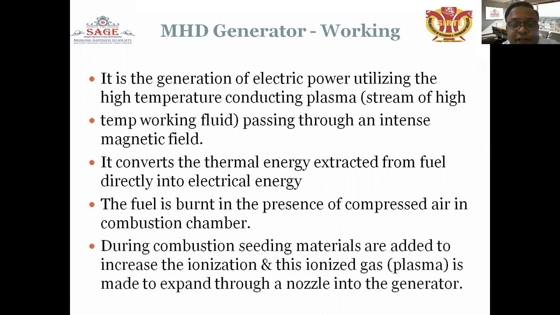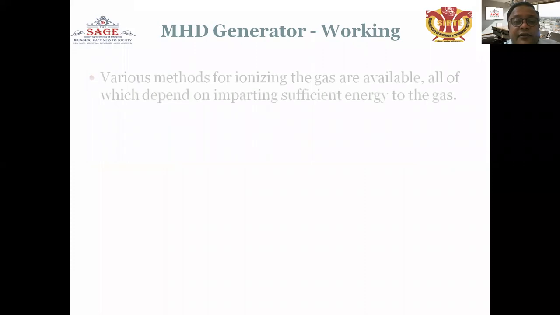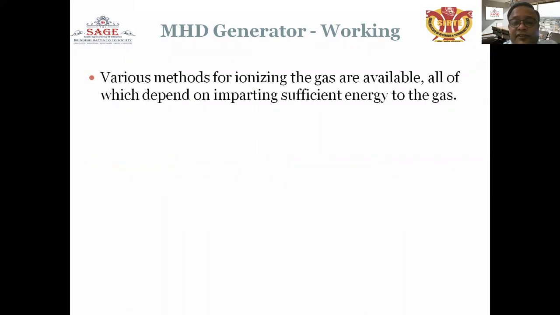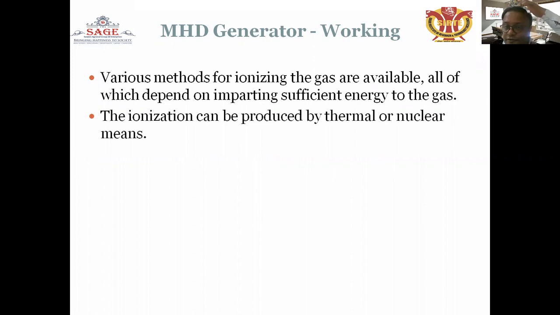During the combustion seeding, materials are added to increase the ionization, and this ionized gas plasma is made to expand through a nozzle into the generator. Various methods for ionizing the gas are available, all of which depend on imparting sufficient energy to the gas. The ionization can be produced by thermal or nuclear means.